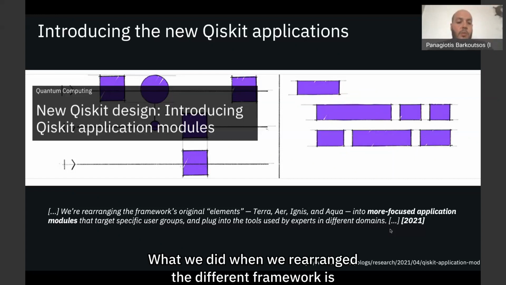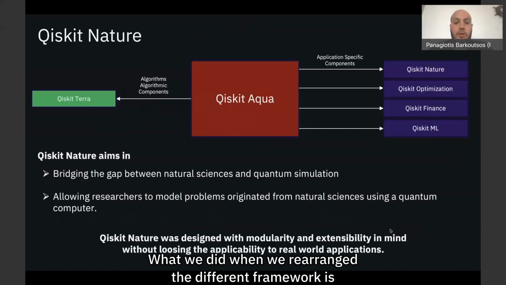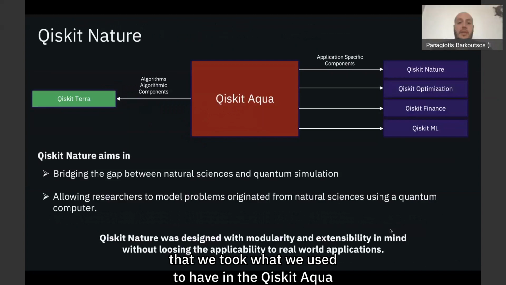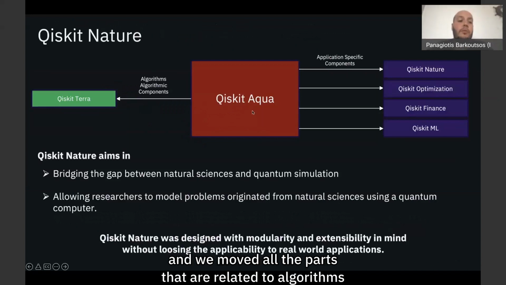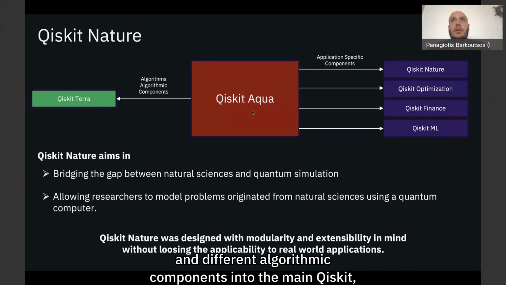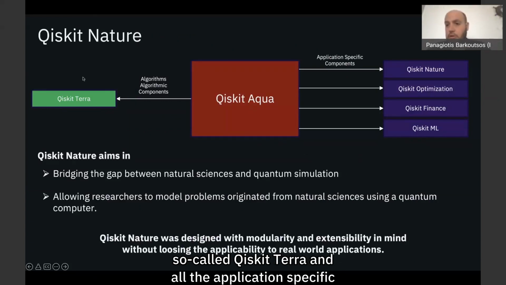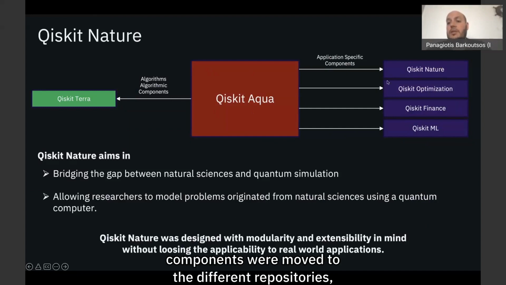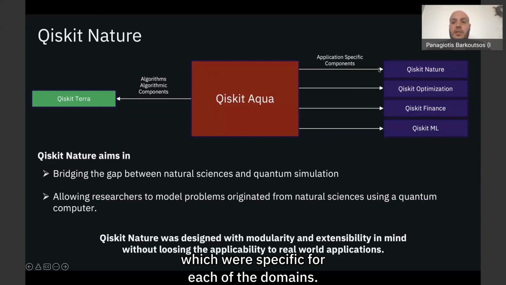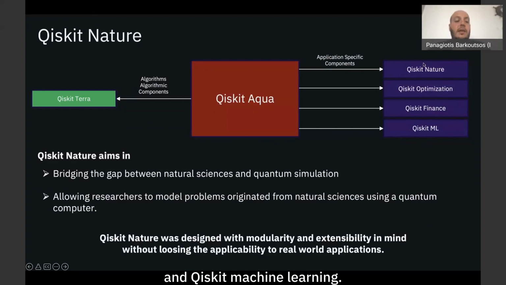What we did when we rearranged the different frameworks is that we took what we used to have in Qiskit Aqua and moved all the parts related to algorithms and different algorithmic components into the main Qiskit, the so-called Qiskit Terra. All the application-specific components were moved to different repositories specific to each of the domains: Qiskit Nature, Qiskit Optimization, Qiskit Finance, and Qiskit Machine Learning.